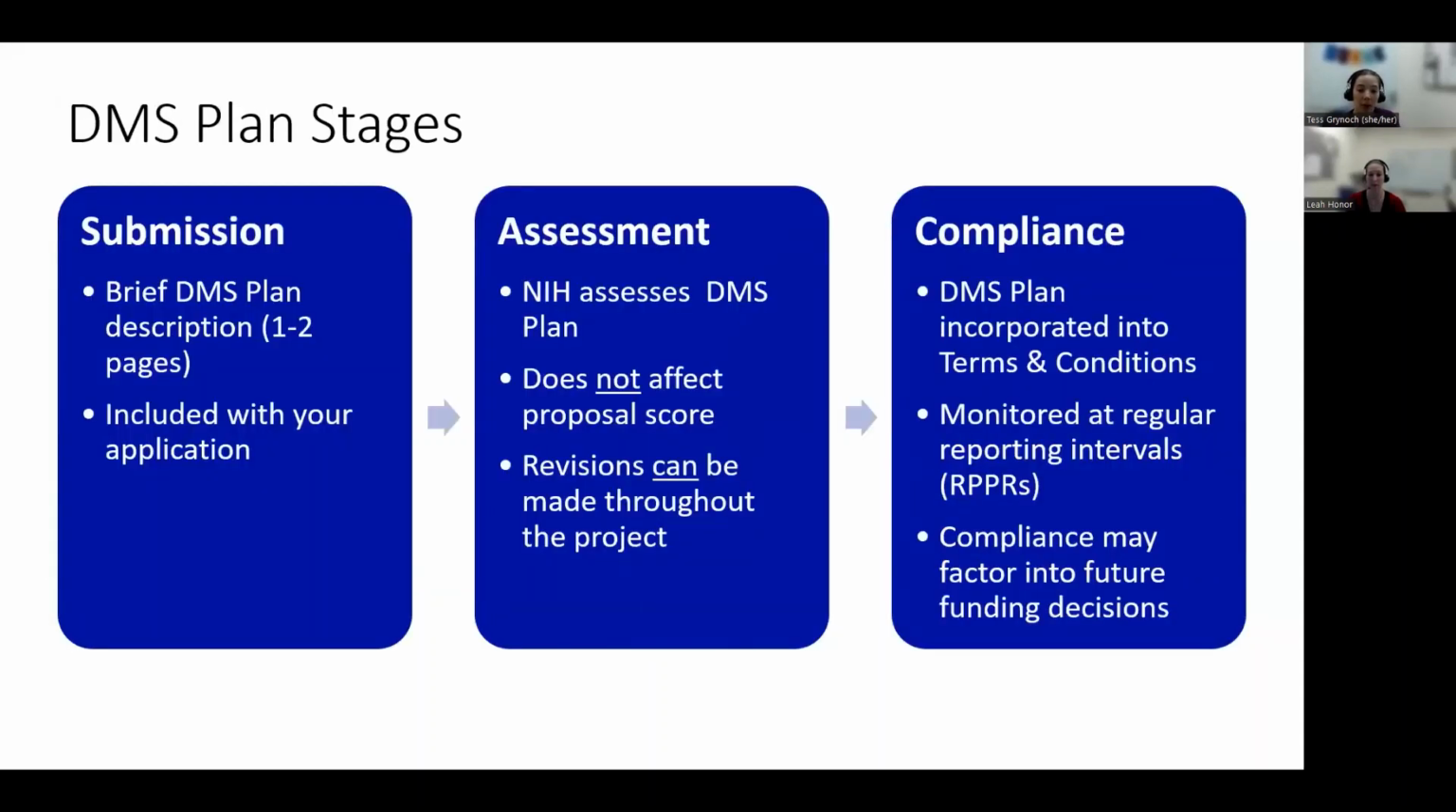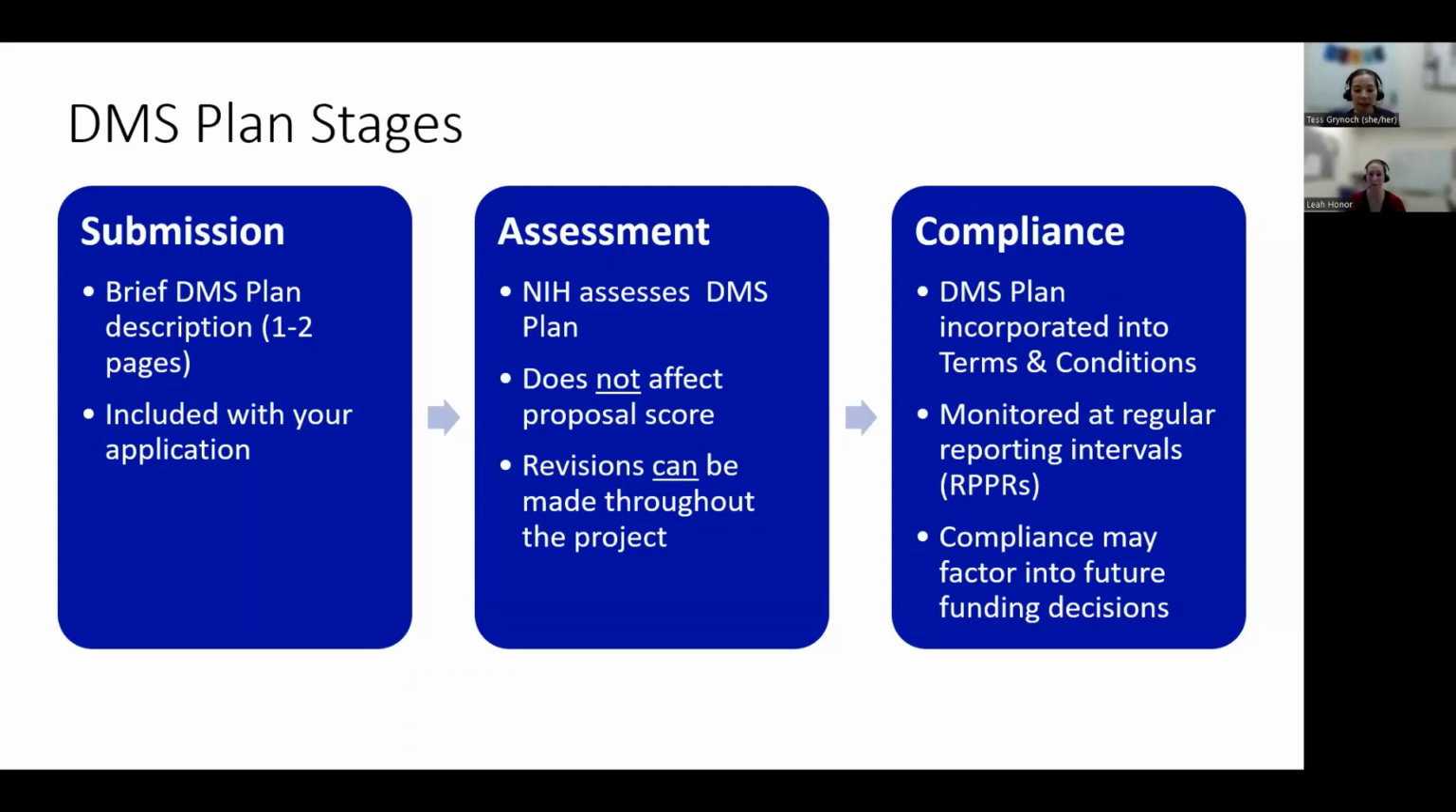Overall, your plan can be a maximum of 2 pages and is included with your application. The NIH Program Officer assesses the DMS plan and may suggest or require revisions before funds are awarded. However, the DMS plan will not affect the proposal score. The NIH recognizes that staff and research plans may change throughout a grant, and revisions can be made to your DMS plan throughout the project as part of the Research Performance Progress Reports. RPPRs will also be used to monitor compliance with the plan.